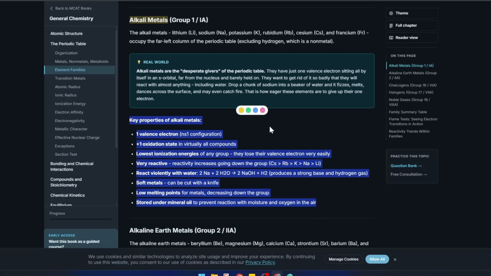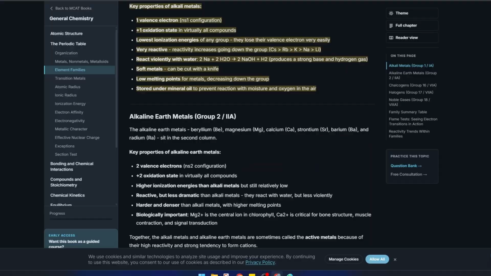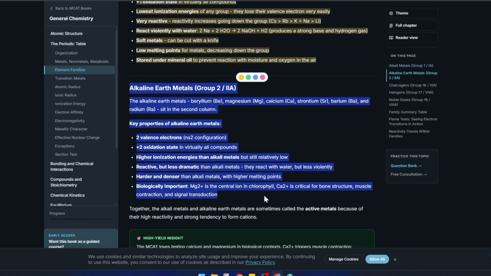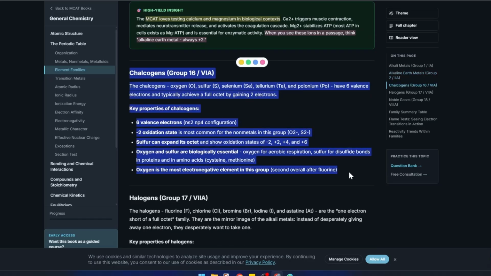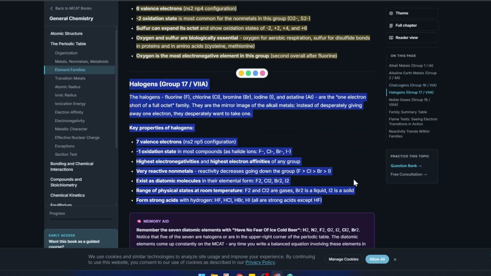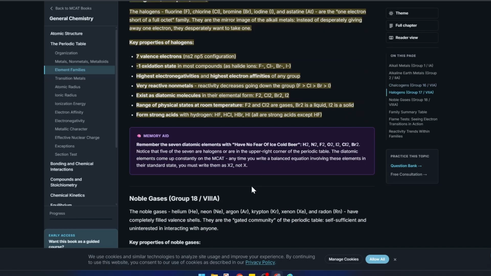You don't necessarily have to know everything like that, but you have to have a general idea of what would happen. Alkaline earth metals, what would happen here, right? See, it even tells you the MCAT loves testing calcium and magnesium in biological context. When you see these ions, think alkaline earth metals. So it's even connecting ideas for you, right? Chalcogens, halogens. So pause and read these things, or just go on the site and find it.